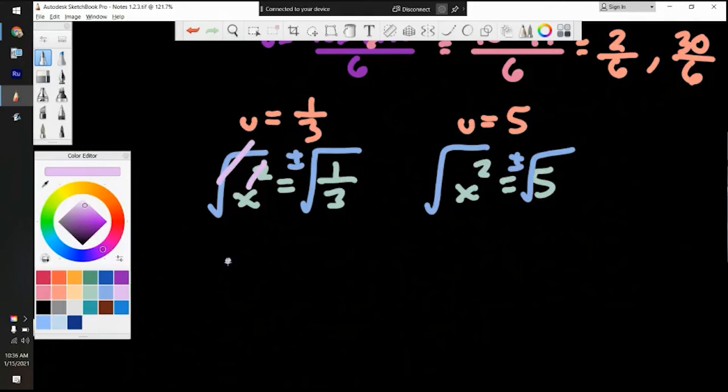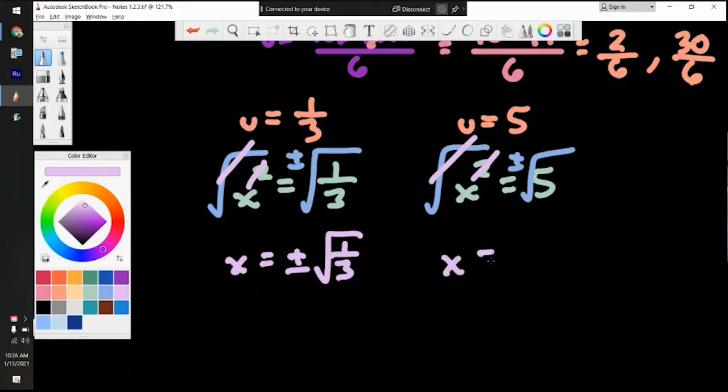Cancel, cancel. X is equal to plus or minus the square root of 1/3. And then this one, cancel, cancel. X is equal to plus or minus the square root of 5. Okay.